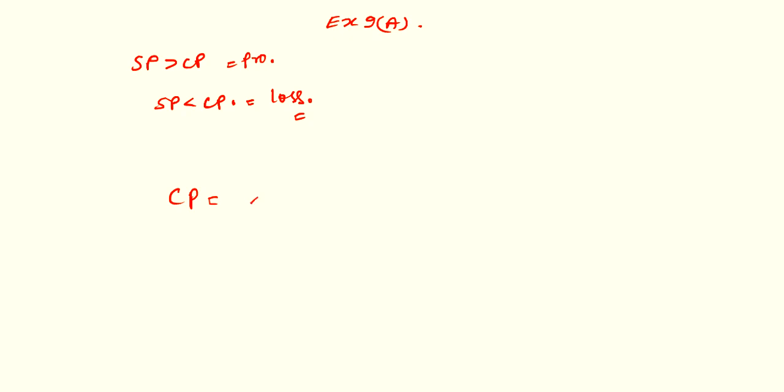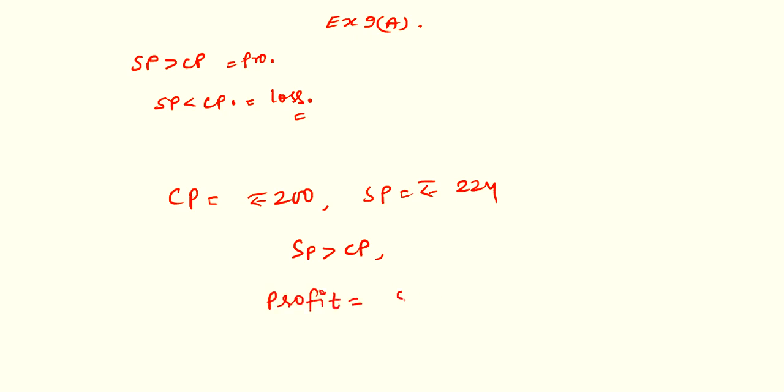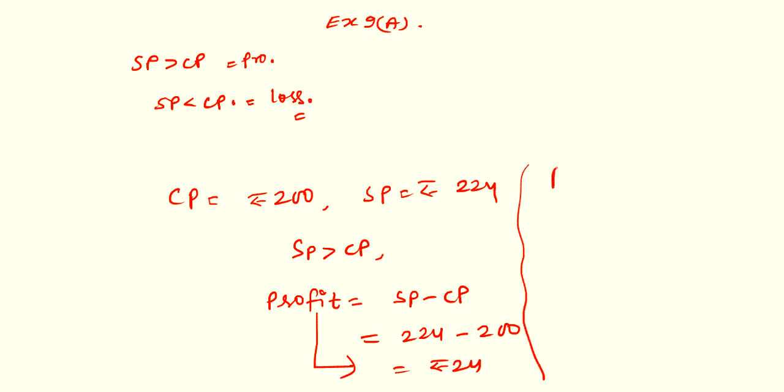CP is rupees 200 and SP is rupees 224. As you can see, SP is greater than CP, so this is the case of profit. And profit equals SP minus CP. So your SP is 224 minus CP 200. Just subtract this, you will get 24. Now we got profit as rupees 24.